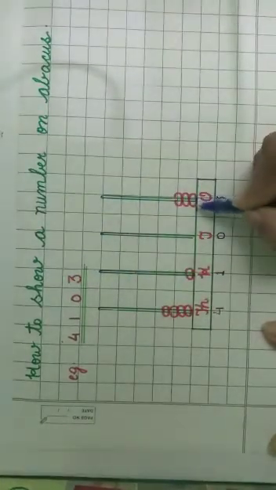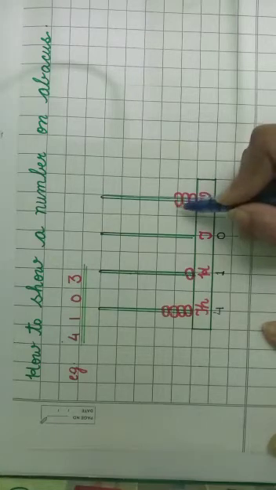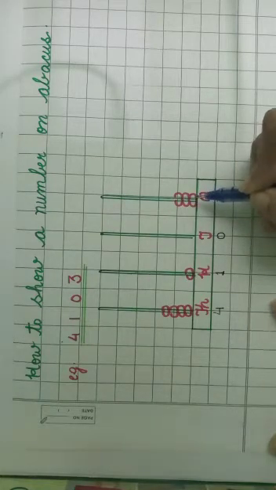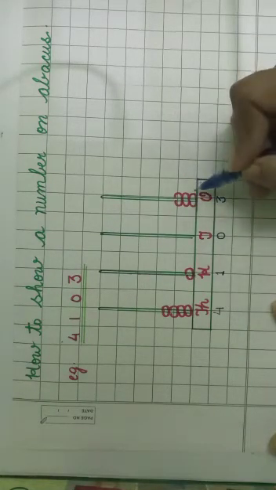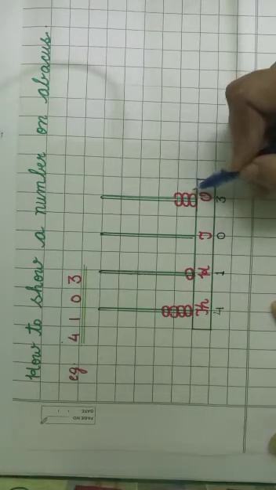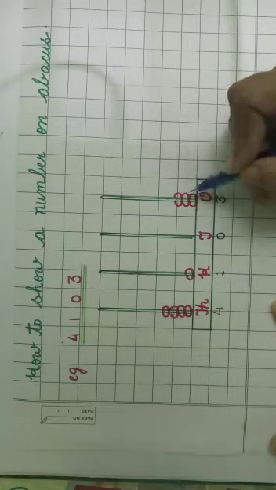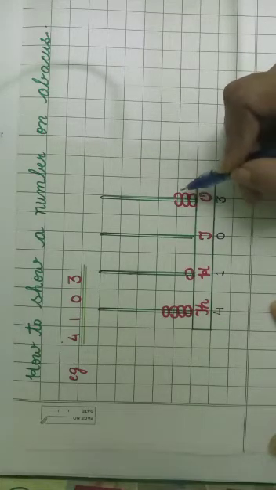Now there is 3 at ones place. So we will draw 3 beads in first spike from the right hand side. Is it clear? Join all these 3 beads. Clear beta? Don't leave any gap among these. Always join these beads.